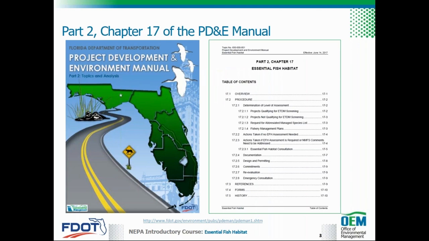Information on essential fish habitat can be found in Part 2, Chapter 17 of the PD&E Manual. The chapter, titled Essential Fish Habitat, outlines procedures for determining the effects of transportation projects on essential fish habitat. You may want to have this chapter handy as you go through this training. This chapter is available on FDOT's Office of Environmental Management website using the link provided. This link can also connect you to other chapters of the PD&E manual that are referenced throughout this training.